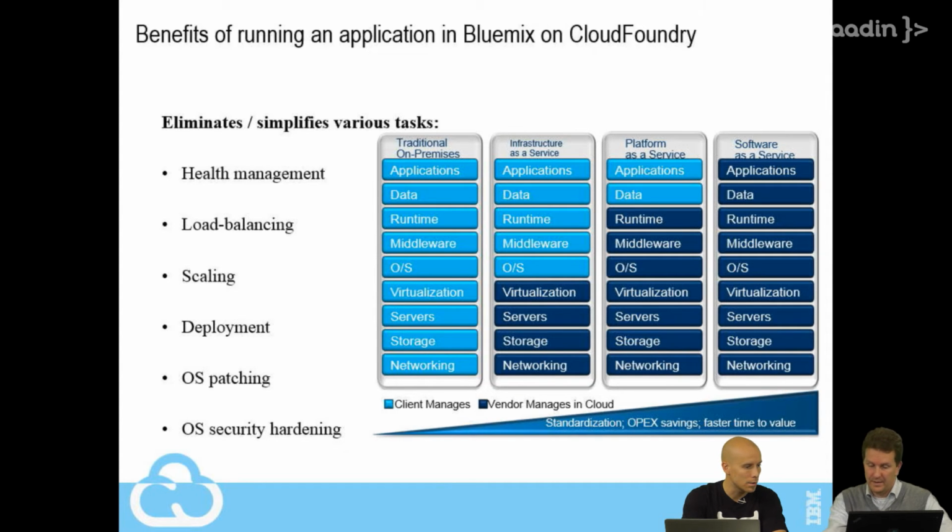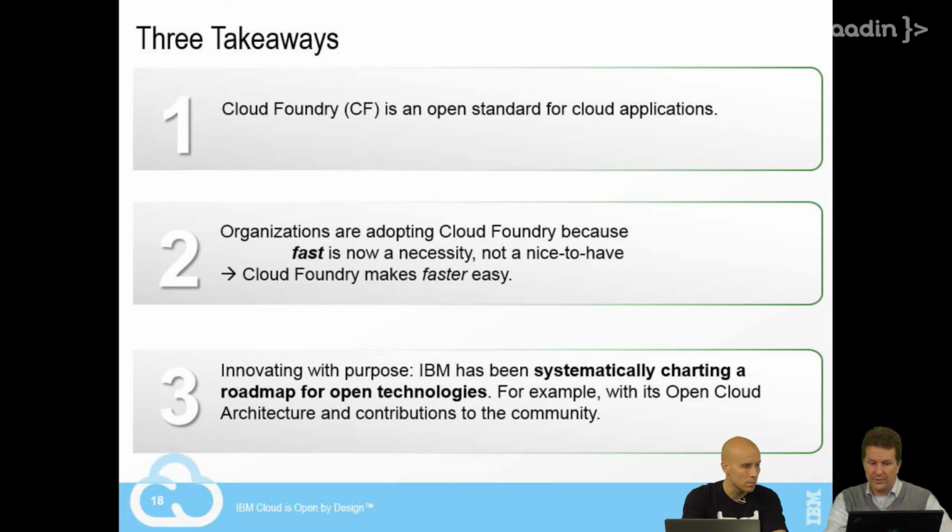Okay, so three takeaways from this first part in the webinar. Cloud Foundry is an open standard for cloud applications. Cloud Foundry is adopted because fast is now a necessity, not a nice to have. And Cloud Foundry makes it easy to do the right thing. It makes faster easy. And IBM has been part of this a long time, and we're systematically charting this with open technologies. We have an open architecture, open reference architecture, and we continue to contribute to the community.